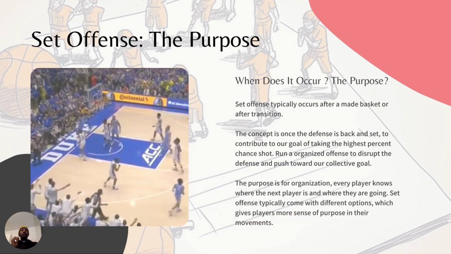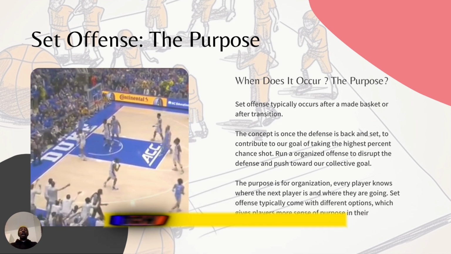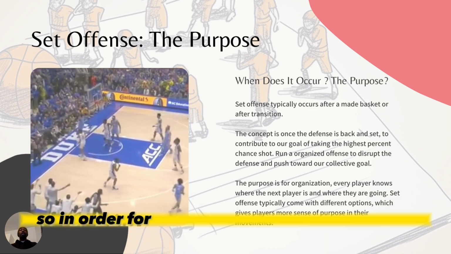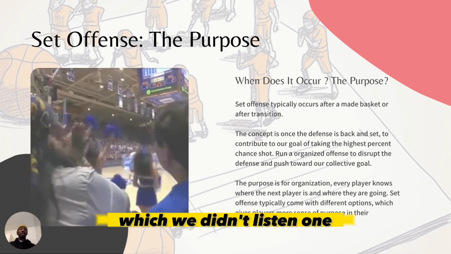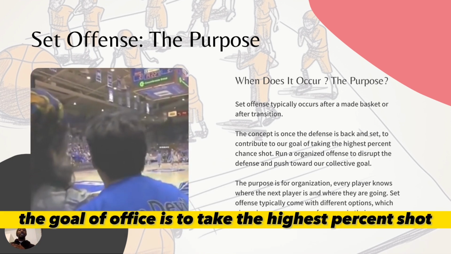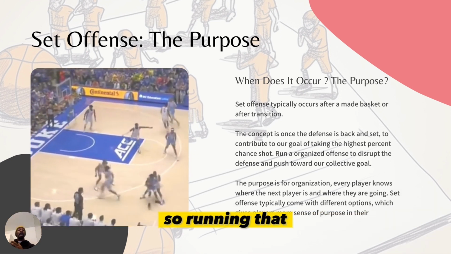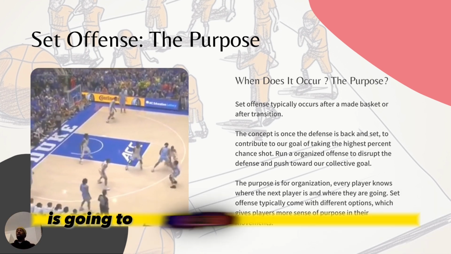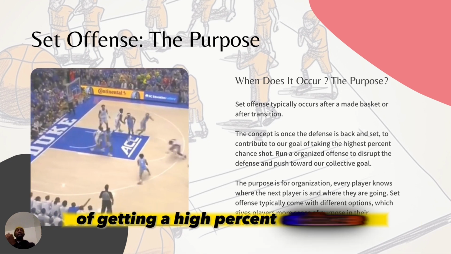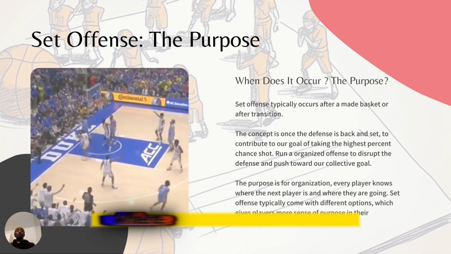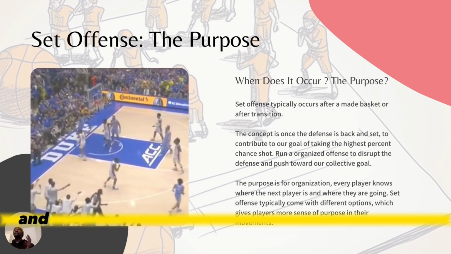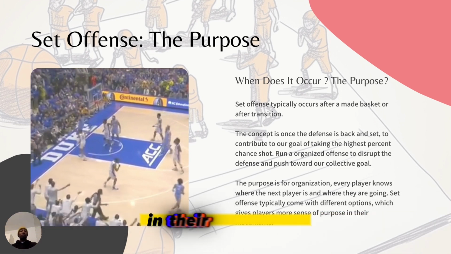So the concept is once the defense is back, the defense has dictated, now they're set up. So in order for us to take advantage of our goal or start pushing towards our goal, we have to acknowledge what the goal is, which we did in lesson one. The goal of offense is to take the highest percent chance shot. So running that organized offense to disrupt the defense is going to push towards that collective goal of getting the highest percent chance shot because of the organization that it provides. Every player is going to know where the next player is going, what they're supposed to do, and also the play comes with different options, which gives players more sense of purpose in their movements.